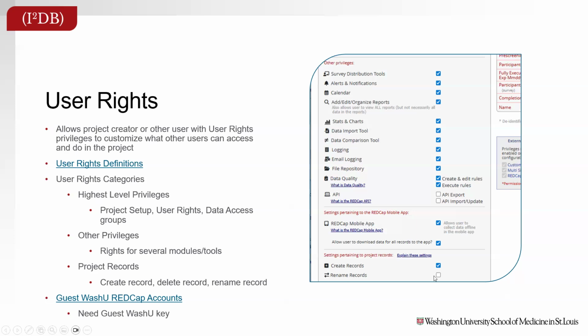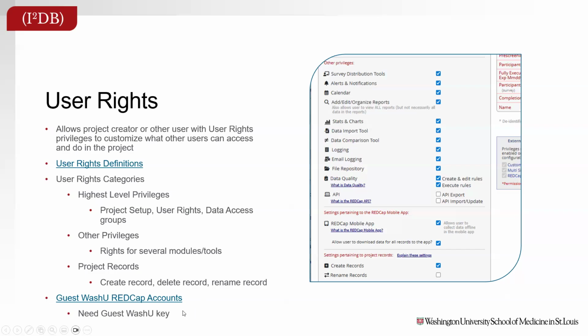Down here, you have project records, which is by default, everyone that you add has this create record. So you have to go in and uncheck that if you don't want them to be able. And then you have rename records. And unfortunately, I cut off my screenshot a little small to see under here is delete records. Okay, so you have to determine what people can do as far as records.